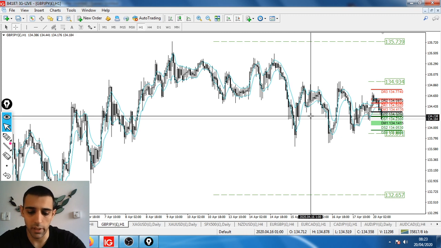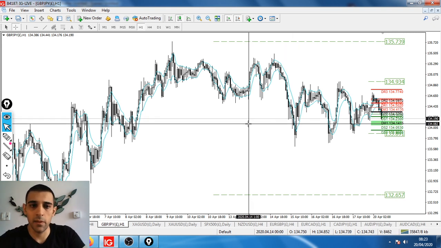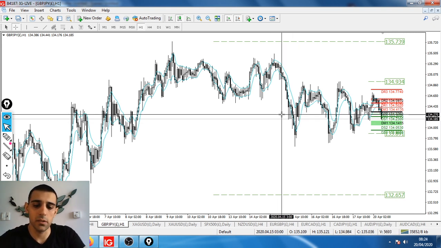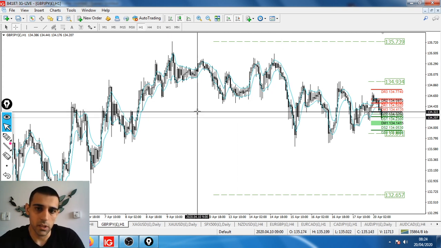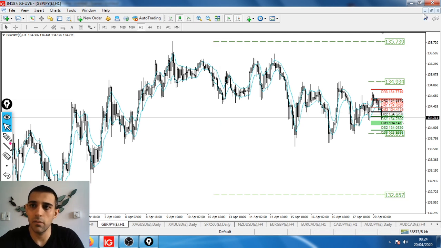So this is 1 to 2.5. But again, I'm not saying that 1 to 2.5 is not good. Anything 1 to 2 or above is very good. It's just my strategy and my setups. That's how it works. I take 1 to 3 at the very minimum risk reward, but 1 to 2.5 is very good. So as I said, we already covered this one.